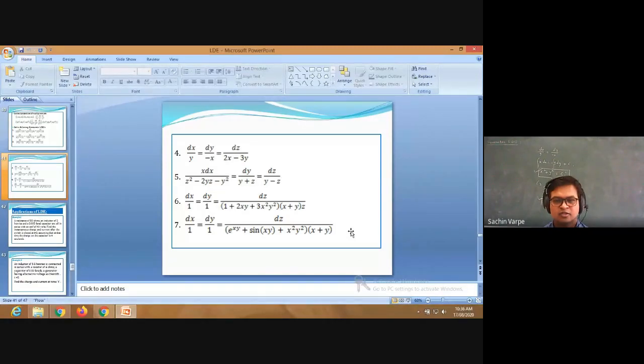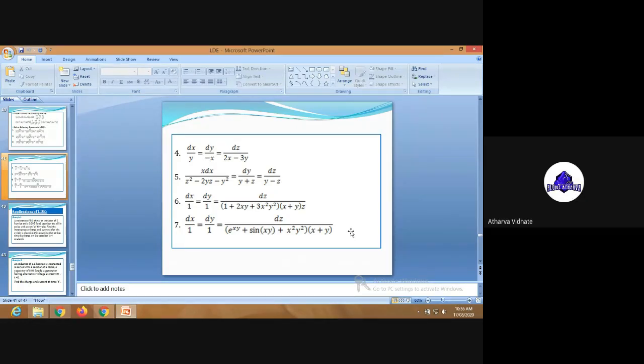For the sixth sum, the first solution is easy, right? By method of grouping, if we equate the first two ratios, you'll get the first solution directly. That is dx is equal to dy. It is already in variable separable form. So the solution is x minus y is equal to c1. Is it clear? The first solution for the sixth? Yes, sir.